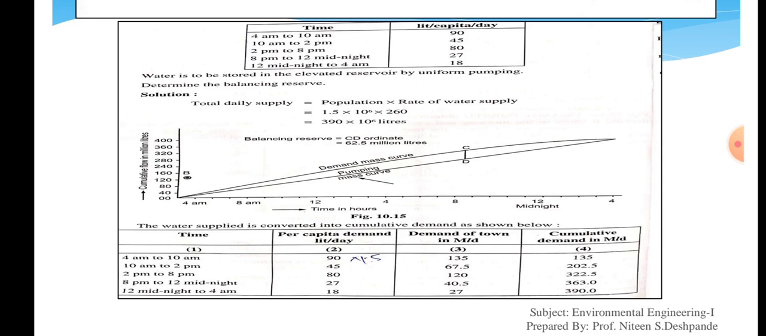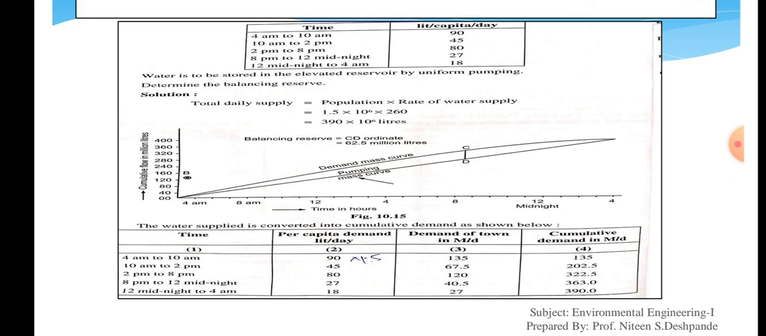Now we have to plot a graph, but before that see the table which is given below. The time, these all data is given in the numerical itself. 4 to 10 it is given 90, 10 to 2 it is 45, all the second column is given. Now we have to calculate the demand of a town. To find out the demand of the town, we need to multiply per capita demand by the population.